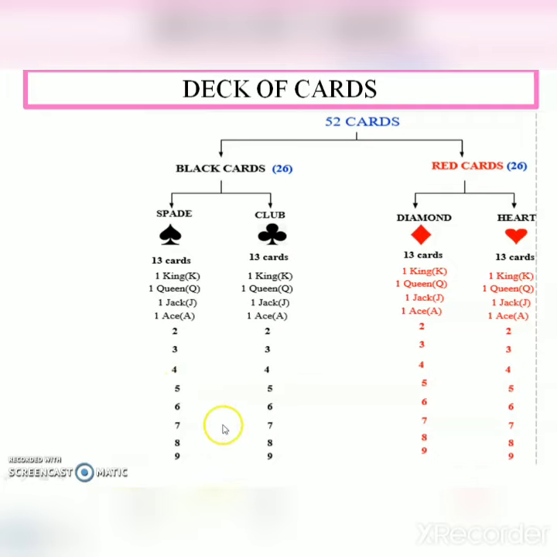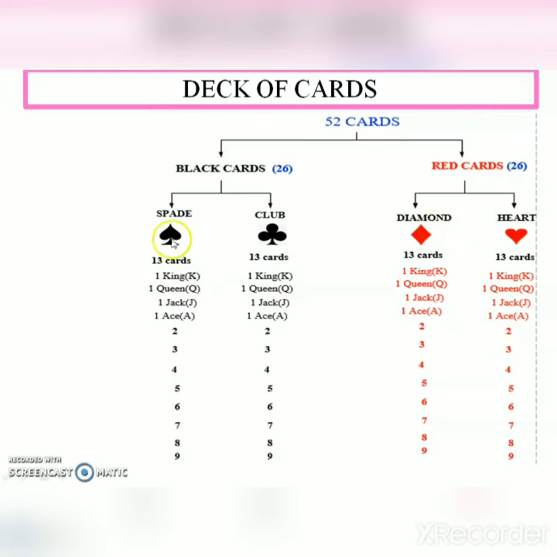That is, I can say that there are 9 cards which have numbers on them, and that king, queen, and jack will have faces. Ace will not have a face. This same thing, whatever I have for spade, I have for club, as well as for diamond and for heart. That is, if you see here, 13 cards, 13 cards, 13 cards, 13 cards.